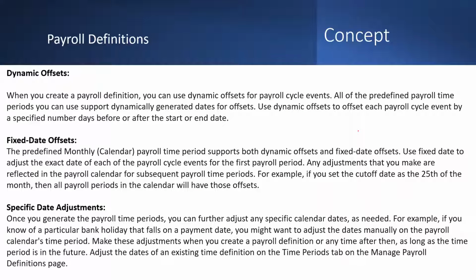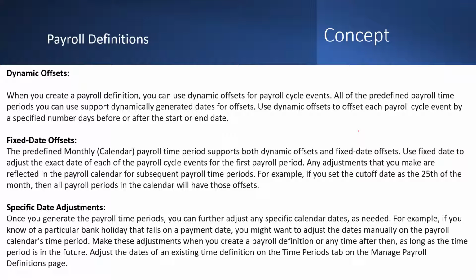Okay. So one more thing. There are two things. One is called a dynamic offset. It means once I define it, these values will get changed dynamically. Second, I can define it month by month on a fixed date basis.